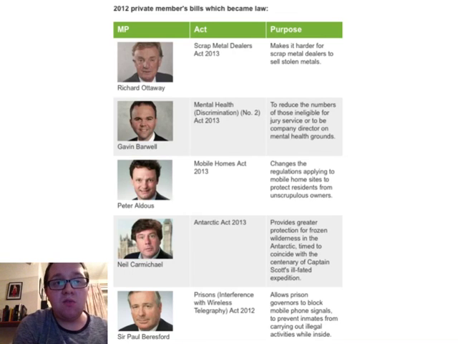So looking at the image in front of us, Richard Ottaway, the Scrap Metal Dealers Act 2013, purpose: makes it harder for scrap metal dealers to sell stolen metals. And I can look at the one at the bottom, Sir Paul Beresford, Prisons (Interference with Wireless Telegraphy) Act 2012, allows prison governors to block mobile phone signals to prevent inmates from carrying out illegal activities while inside.